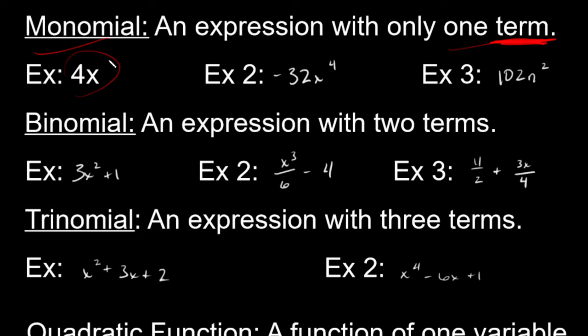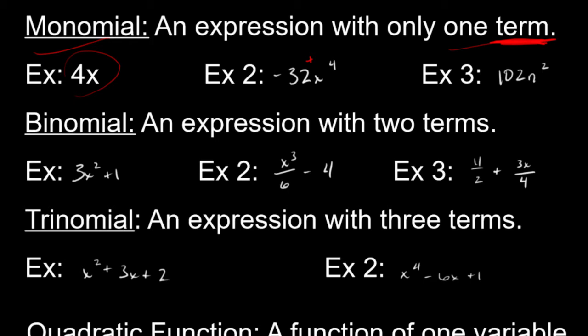So notice how there's not multiple terms on the other side of a plus or a minus sign, right? There's not something over here as well. There's just 4x. So that's a single term, makes it a monomial. Here, -32x to the fourth. Now, there is an x to the fourth and a -32, but they're not separated by a plus or a minus. It's not just like -32 plus x to the fourth. So everything should be fine.